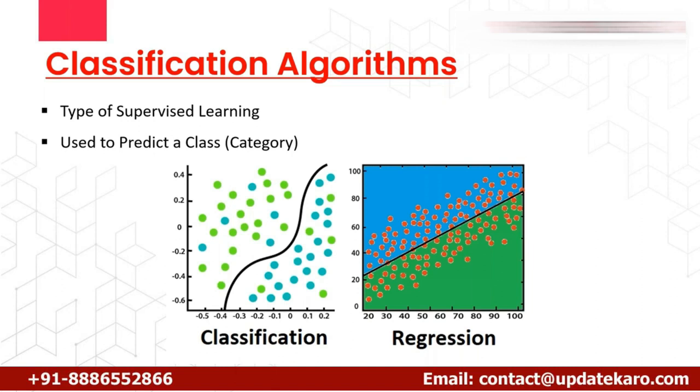Okay, if we're talking about the classification algorithm, here you can see that we are building a model which can predict a class. The class has different types of categories. Let's say a yes/no category is there, then a true/false category is there.